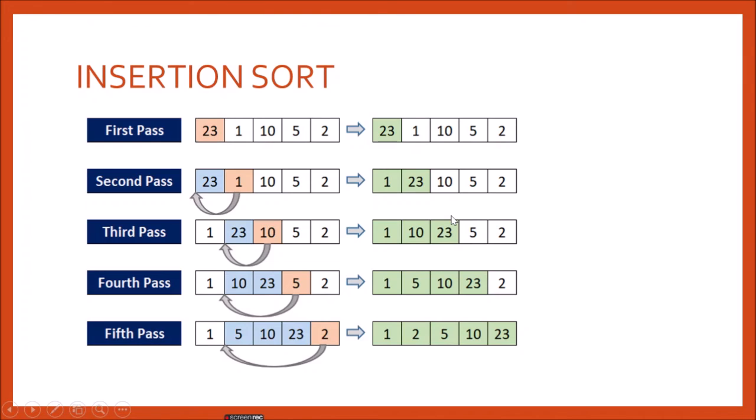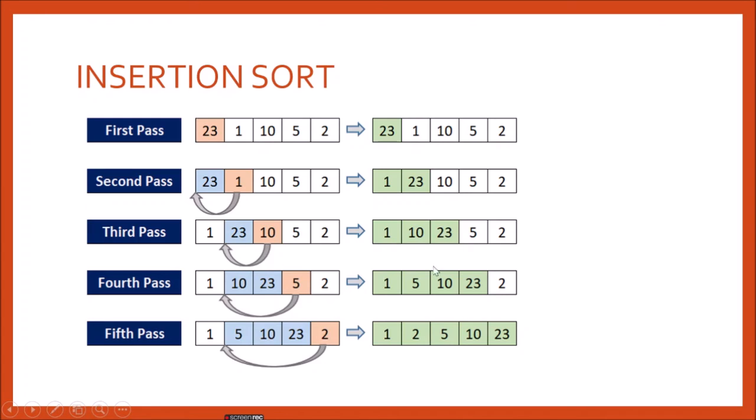In the second pass, we must place 1 to the left of 23 in this sorted subarray of size 2. So we must move 23 to the right and place 1 on its left. In the third pass, we must make a sorted subarray of size 3 containing 1, 23 and 10 by inserting 10 in the right position. 10 must be inserted between 1 and 23. So 23 is moved to the right and 10 is placed in the correct position.